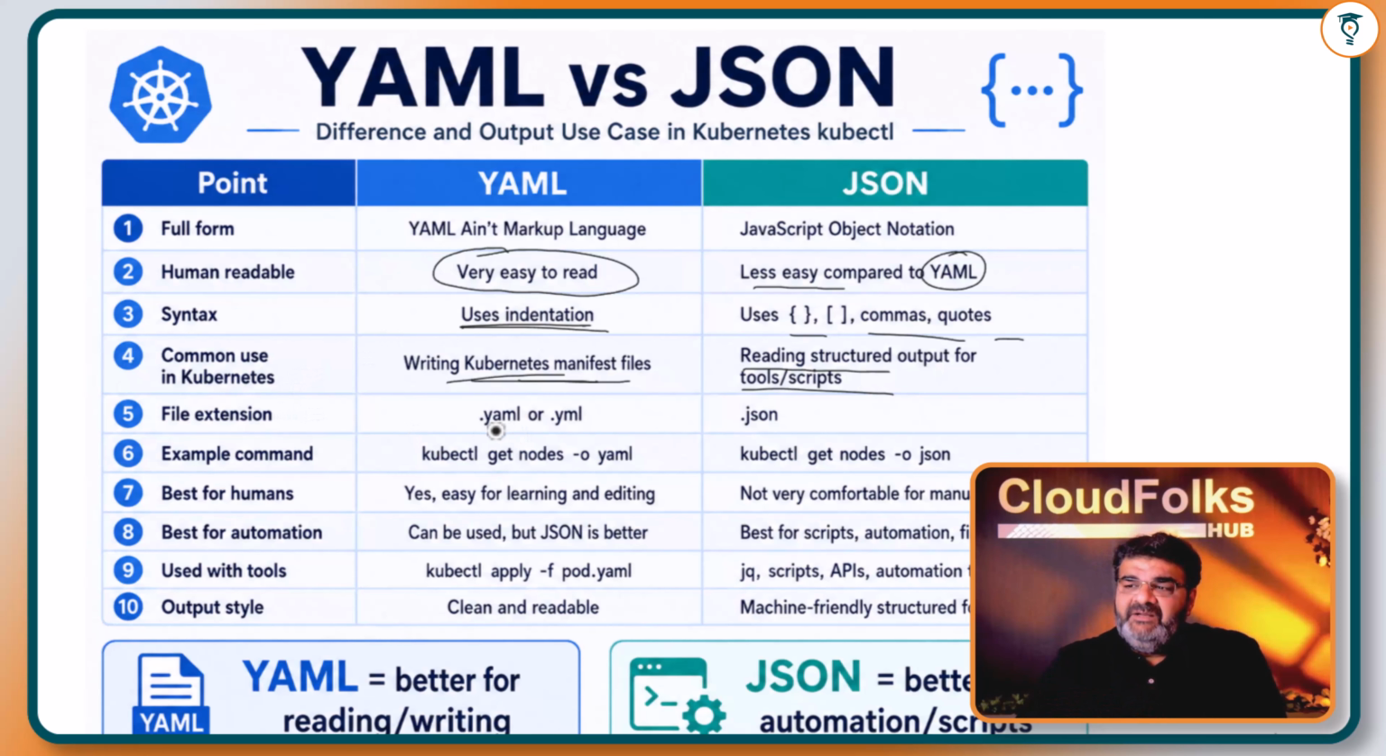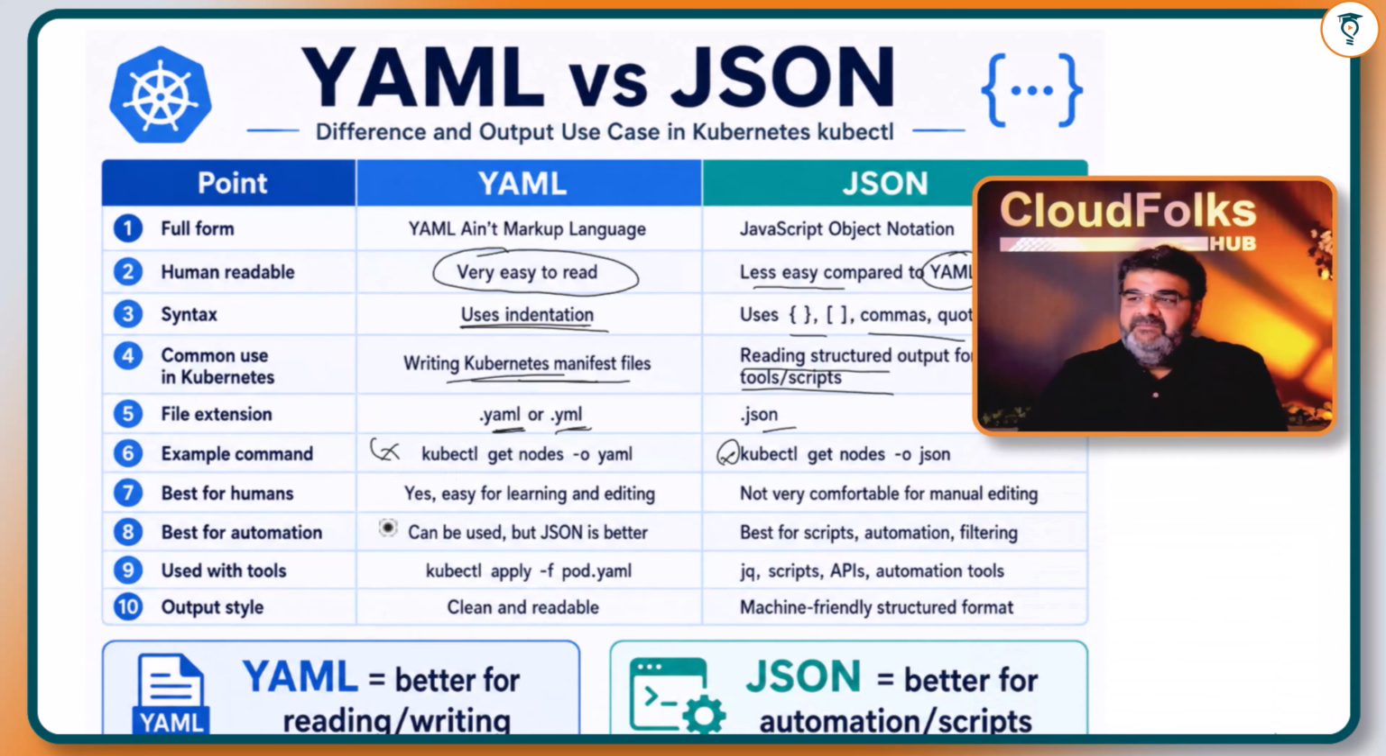For file extensions, YAML has the extension .yaml or .yml. For JSON, we have .json. Now, if you want output in a YAML file, you can use this with the kubectl command. And here we have this command, but no need to worry about it because we will go for a live demo in this video for output. So I'm not going to talk about this right now. We will go for the live demo, and at that time we will explain this.